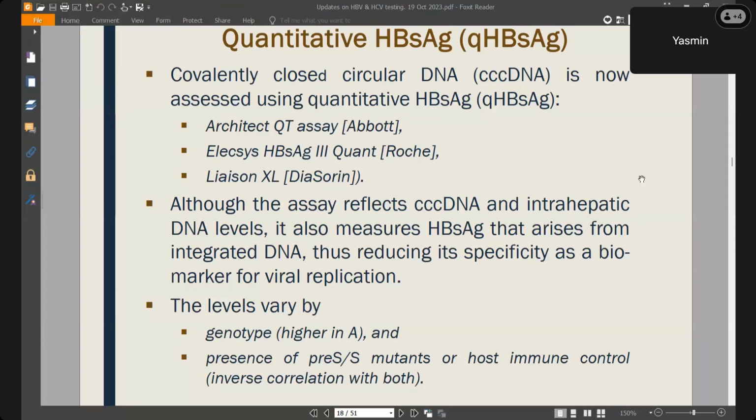The other thing that's rather interesting is that the levels actually vary based on genotypes, apparently higher in genotype A. And the other thing as well is that the presence of mutants, pre-S mutants, or even the host immune control, or both, right, can result in variation of this HBsAg level.